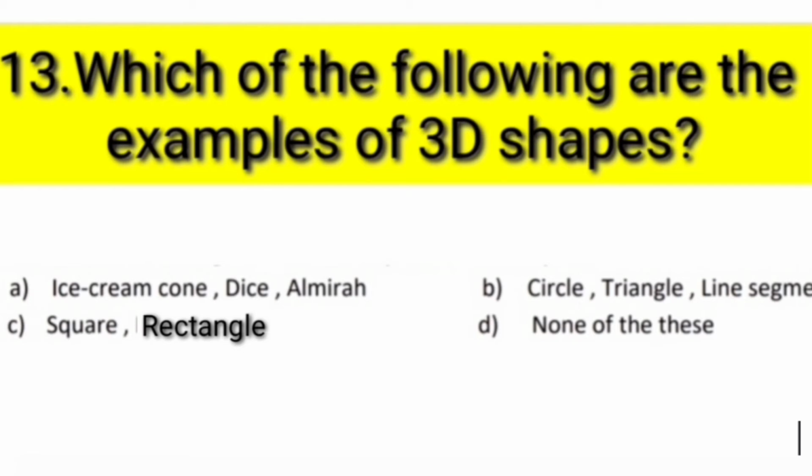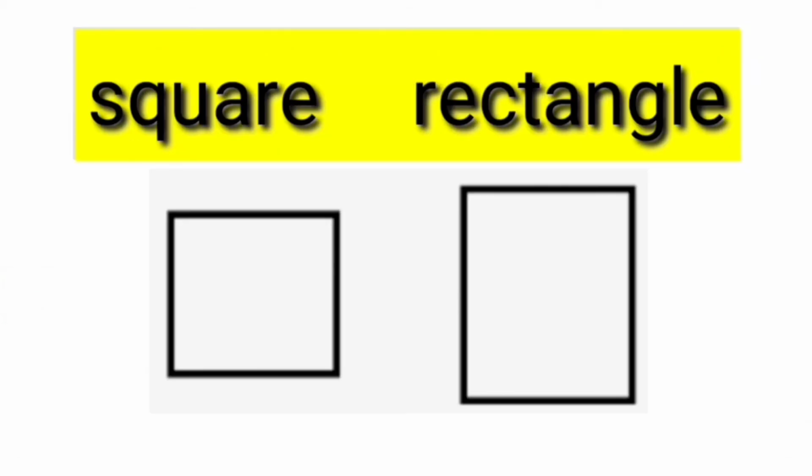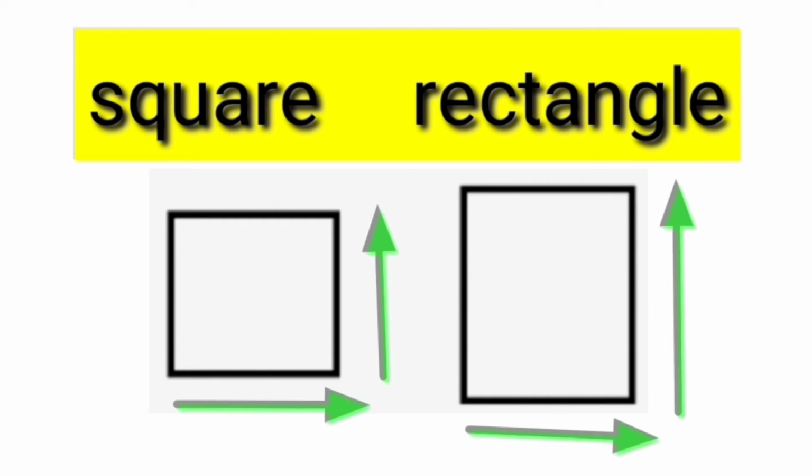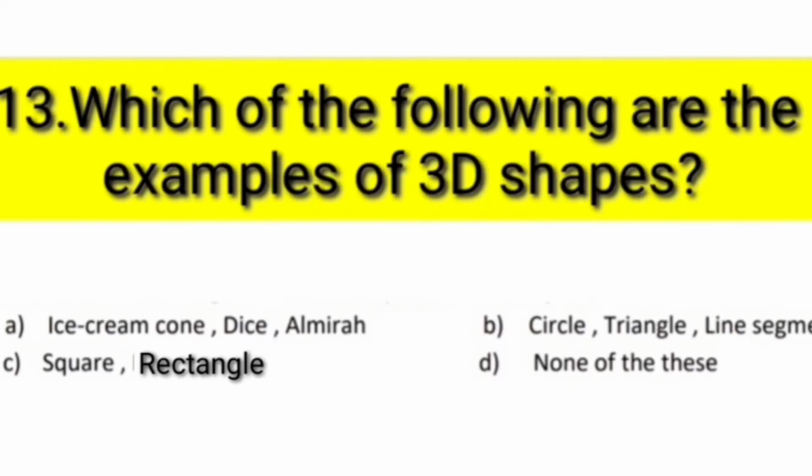Now let's move forward to option C. Option C is square and rectangle. These figures have length and breadth, so these are 2D shapes. Option D is none of these. So dear students, the correct option of question number 13 is option A. So we will tick mark option A of this question. That is ice cream cone, dice and almirah are 3D shapes.